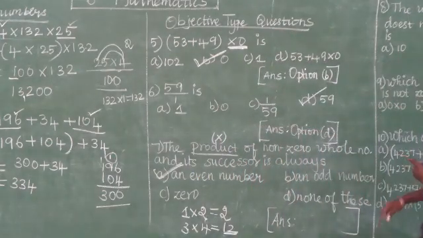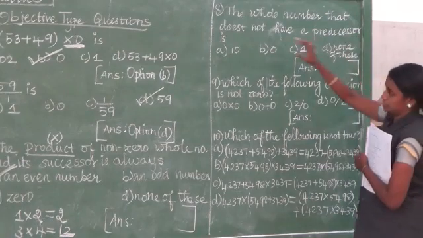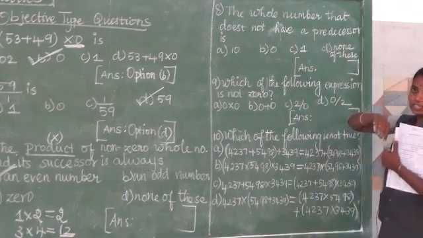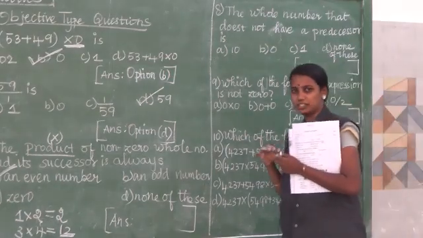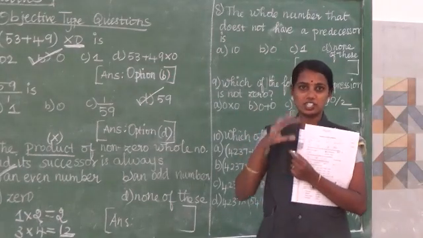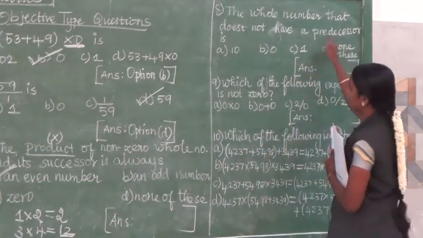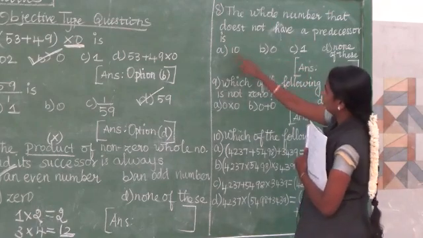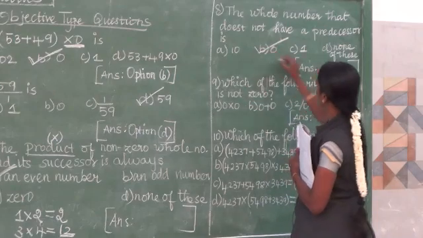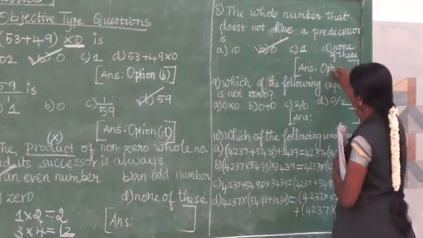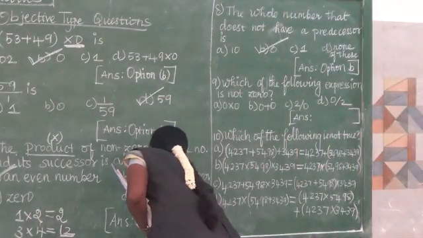Next, question number 8. The whole number that does not have a predecessor is dash. Okay, which whole number doesn't have a predecessor? 0. Okay, you know that before 0 we don't have any number. So 10, 0, 1, none of this is given. Answer is 0. Option B. So here I didn't write. Answer is option A.